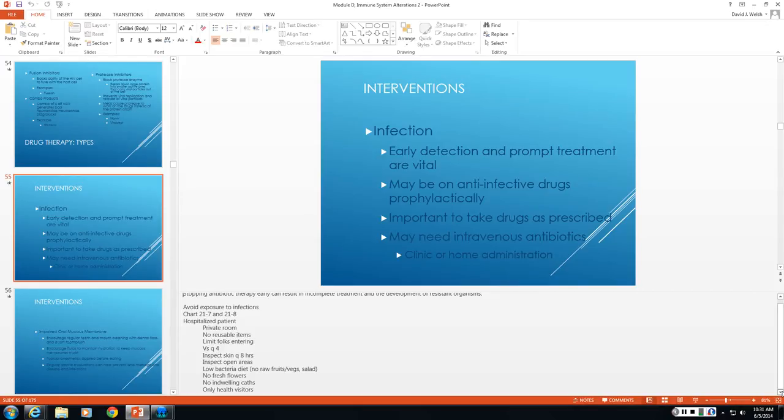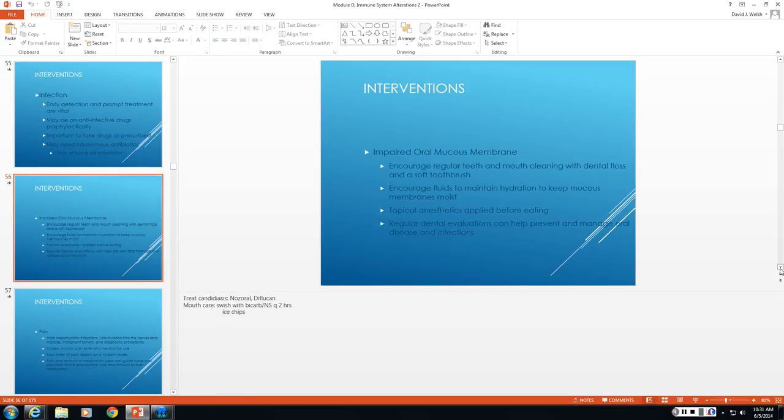They're going to need a low bacteria diet, so no raw fruits, vegetables, or salads. You need to remember that. No fresh flowers, no indwelling catheters, and only healthy visitors. So nobody that has a cold, anything like that.